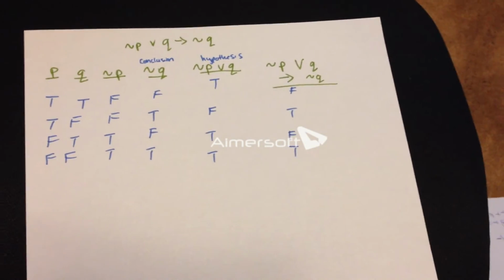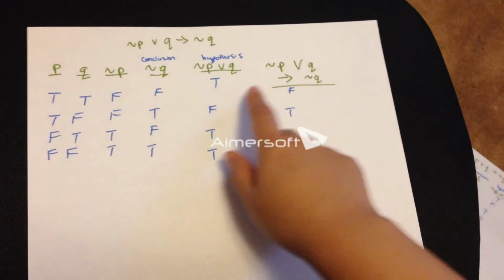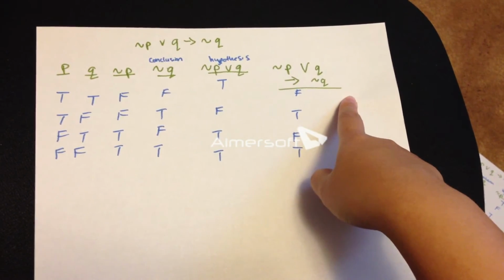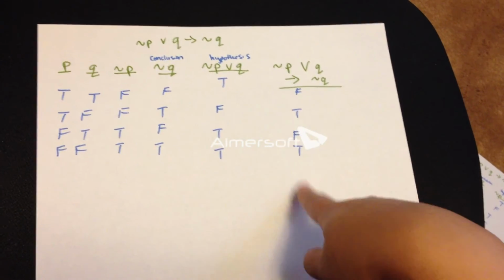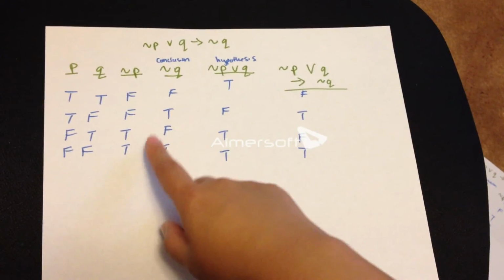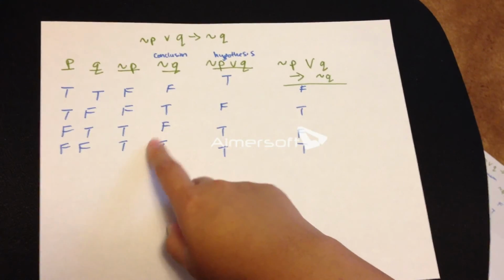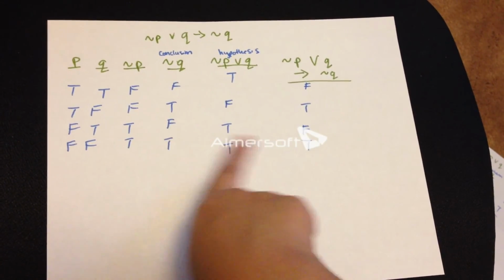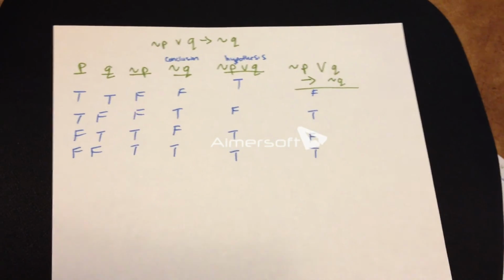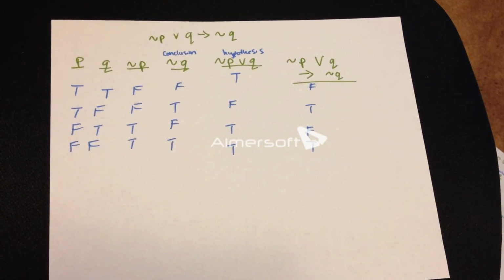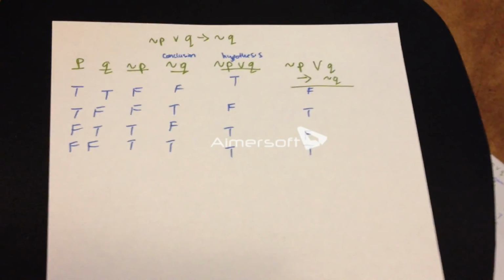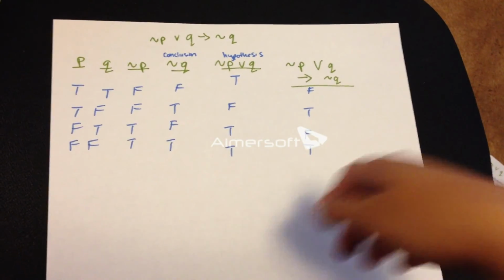And then we try to put it all together, where not P or Q implies not Q. And basically I wrote this column down based on the values of our conclusion. So as you can see, with our conclusion: false, false, true, true, false, false, true, true. And here it is. This is our truth table for the question, not P or Q implies not Q.